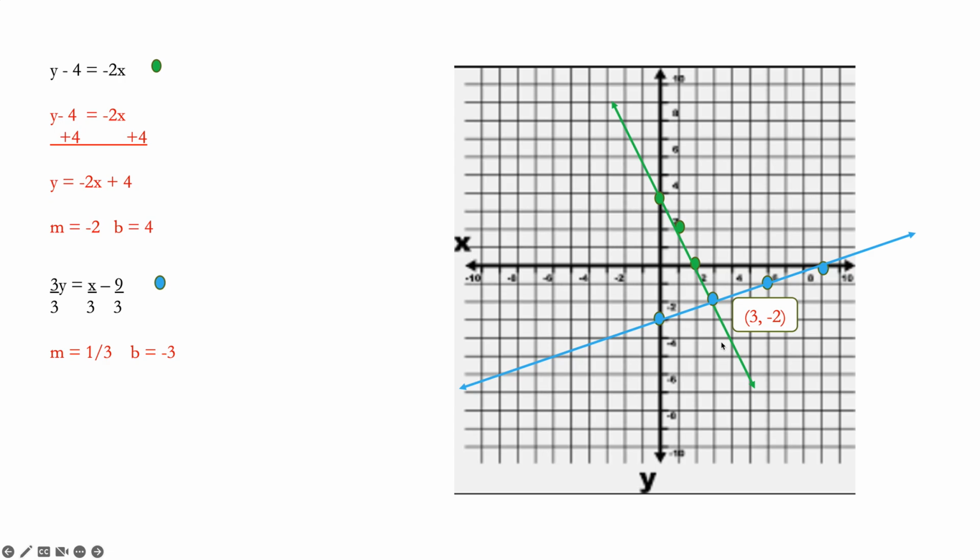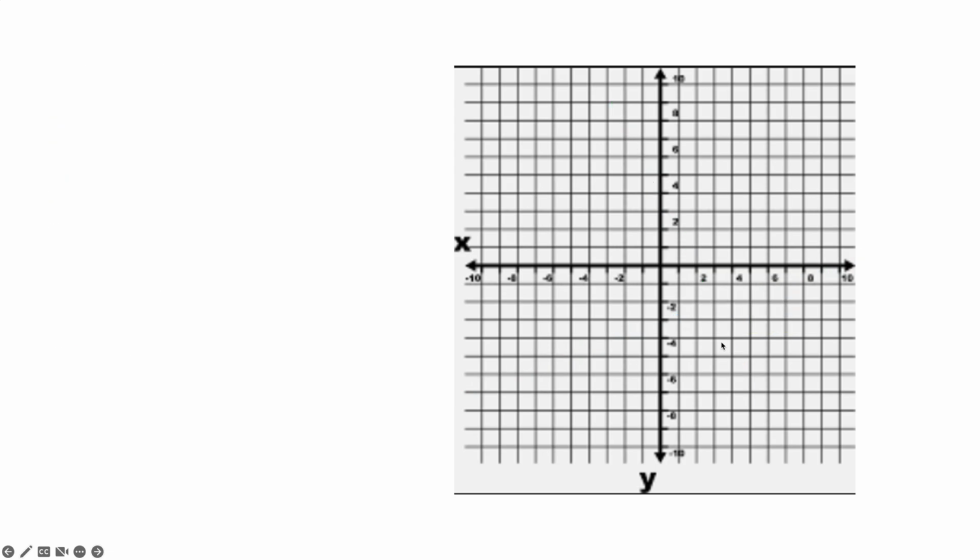Let's do one more simultaneous solution problem. Here's the first line to graph. Make sure it says y equals at the end, right? So you've got to do something about that -6 and something about that 2.